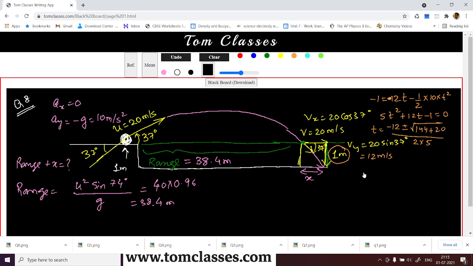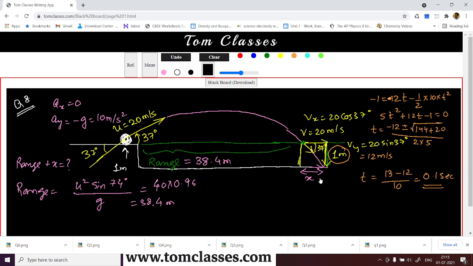So what is this time? This is 144 plus 20, so this is 164, around 13. So 13 minus 12 upon 10. So this is 1 by 10, which is 0.1 second. So the time for this 1 meter journey is 0.1 second. The other negative value we are going to leave.